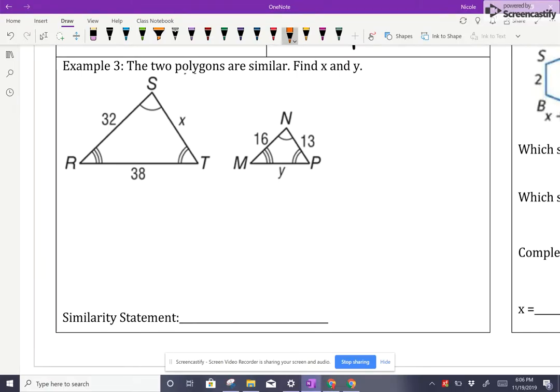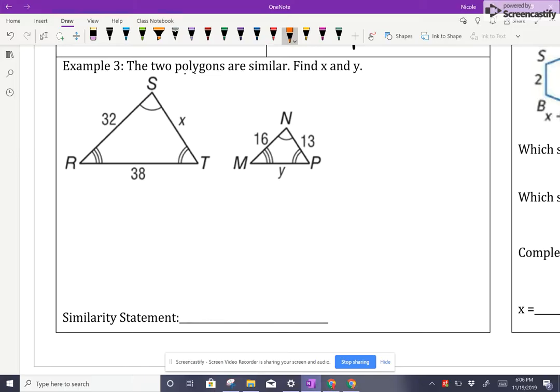So two polygons are similar. We just need to find x and y. In order to do that, we need to find their similarity ratio. We know that S is congruent to N, M is congruent to R, and T is congruent to P.